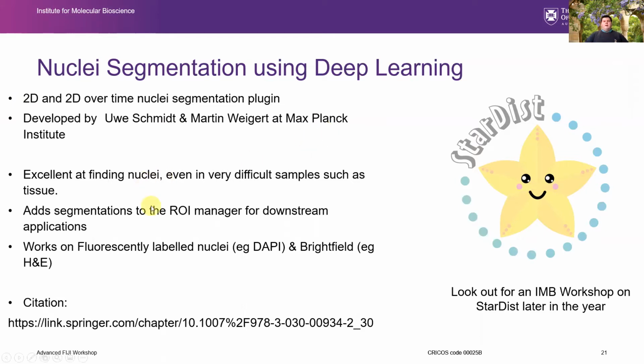But I find in my hands, it's very excellent at finding nuclei with even very difficult samples such as tissue where there are lots of nuclei. It automatically adds your segmentations to the ROI manager, which is great for a lot of downstream applications that our researchers here have. And it works on fluorescently labeled nuclei and some bright field like H&E type staining straight out of the box with no real user input required.